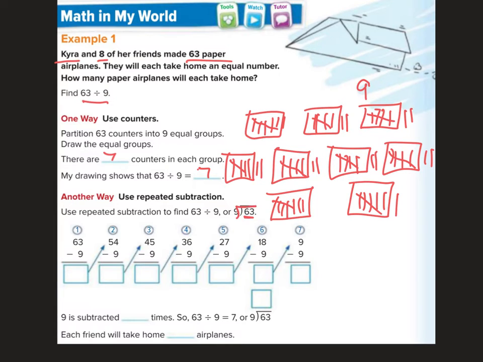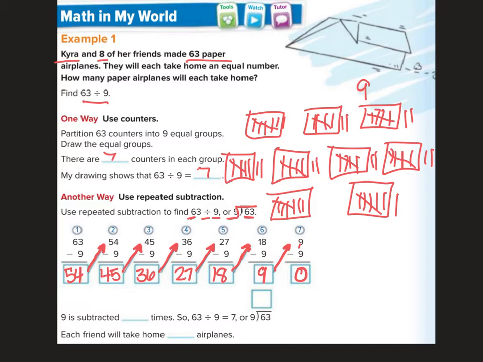63 divided by 9. 63 minus 9 is 54. Bring my 54 up. 54 minus 9 is 45. Bring my 45 up. 45 minus 9 is 36. Bring it up. 36 minus 9 is 27. Bring it up. 27 minus 9 is 18. Bring it up. 18 minus 9 is 9. Bring it up. 9 minus 9 is 0.